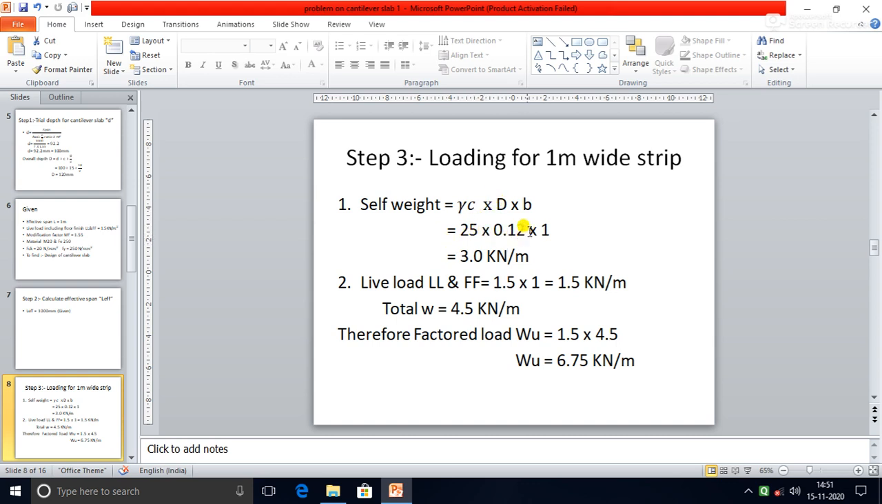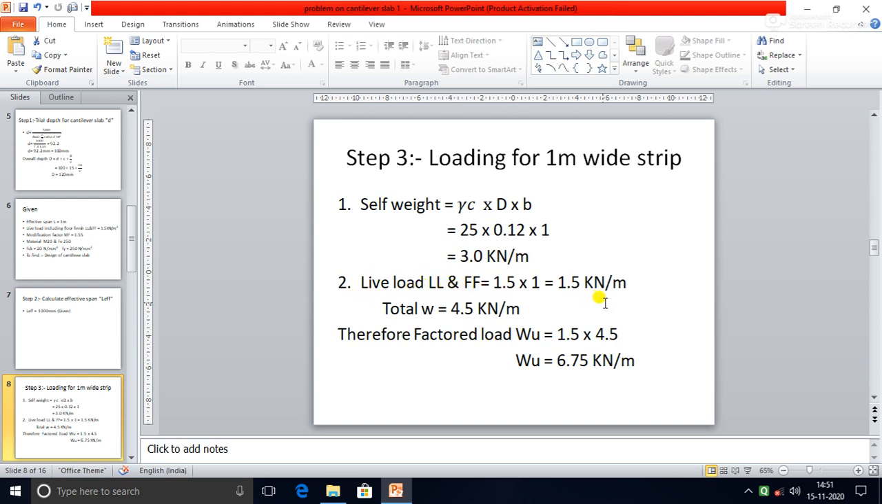The overall depth we have assumed as 120 mm, that is 0.12 meter. Width we have considered as 1 meter. Meter into meter gives meter square, and the unit of 25 is kilonewton per meter cube. Meter cube and meter square, meter square and meter square cancel. Only kilonewton per meter remains, that is 25 into 0.12 into 1, which is 3 kilonewton per meter. That is the self weight per unit length.